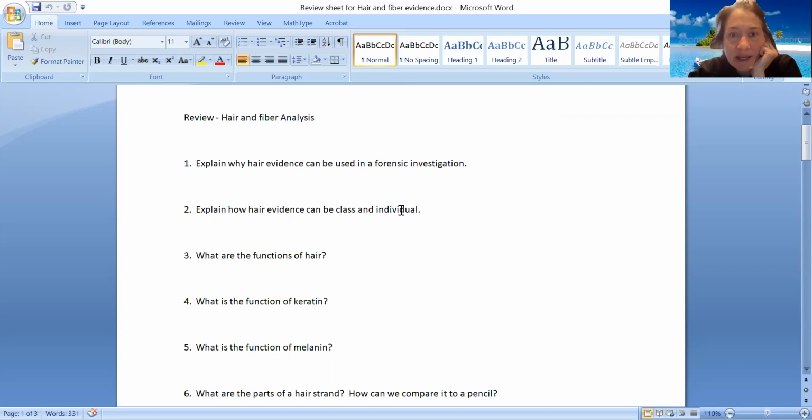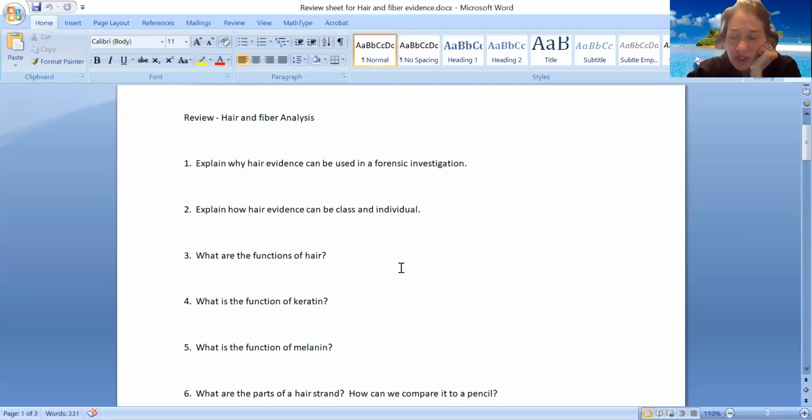Explain how evidence could be class or individual. Obviously, it's class evidence because color, strand, and medullas can be similar, but there are things that can make it individual, like dyeing the hair, haircut, how it's cut, part of the body, all of that kind of stuff. And if you have other answers that you are wondering if they would be good answers for number 2, just put it on the chat, okay?